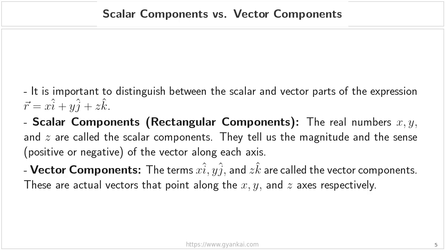On the other hand, we have the vector components. These are the actual terms x i hat, y j hat, and z k hat. Unlike the scalars, these are actual vectors themselves. Each one of these terms represents a directed line segment that points specifically along the x, y, or z axis. Understanding this distinction is crucial, especially as we move into our next slide, where we will apply this exact logic to a real-world scenario involving a drone's flight path.